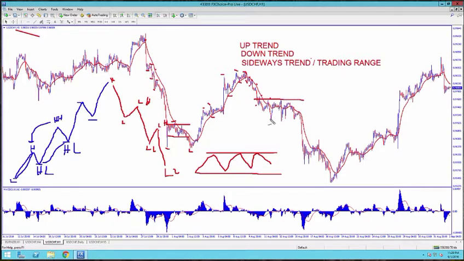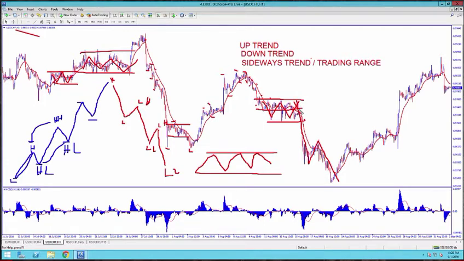Here is evidence of a sideways range, a trading range, or a sideways trend. Here is a sideways trend. The market moved down. Wasn't much of a downtrend, but we did have it from a sideways range.